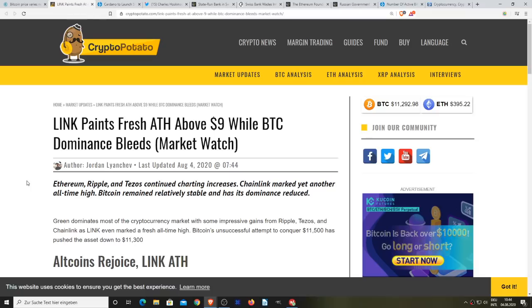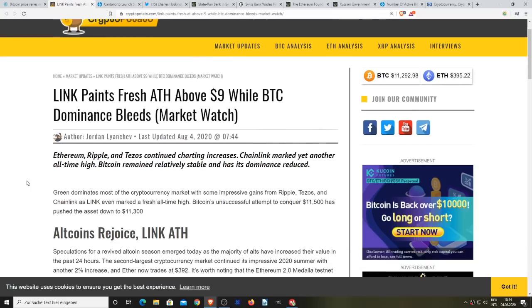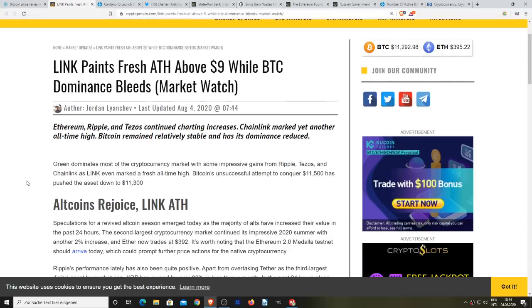This sounds like it was written by somebody who really likes altcoins. That's like the 18th time that they've knocked down Bitcoin. Speculations for a revived altcoin season emerged as the majority of alts have increased their value in the past 24 hours. The second largest cryptocurrency market continued its impressive 2020 summer with another 2% increase. And Ether now trades at around $392.